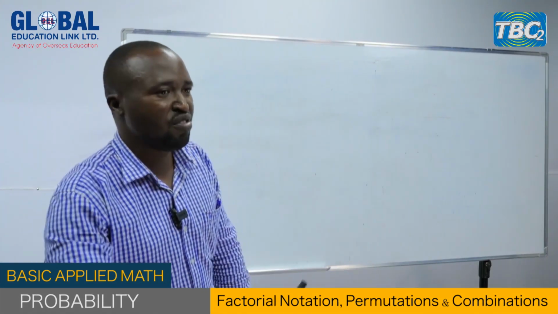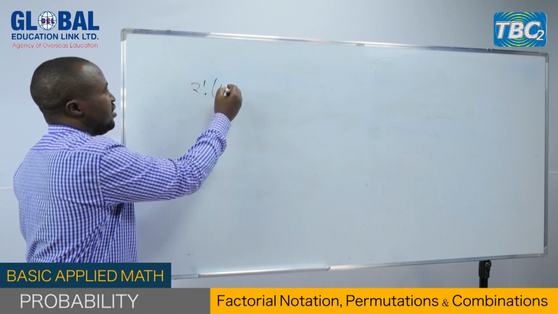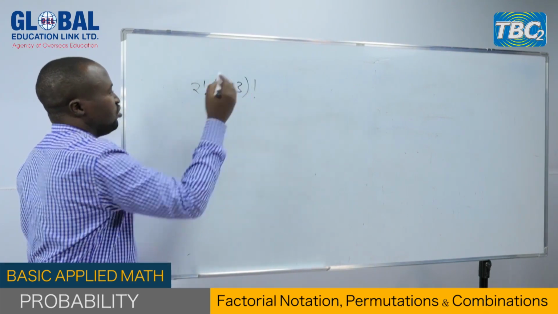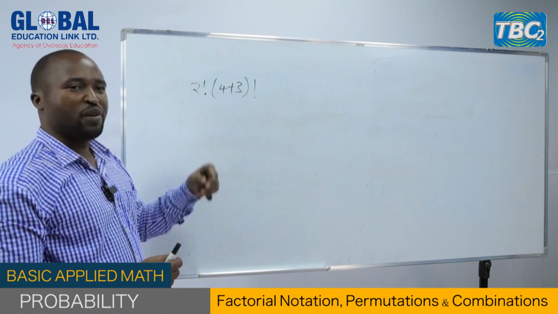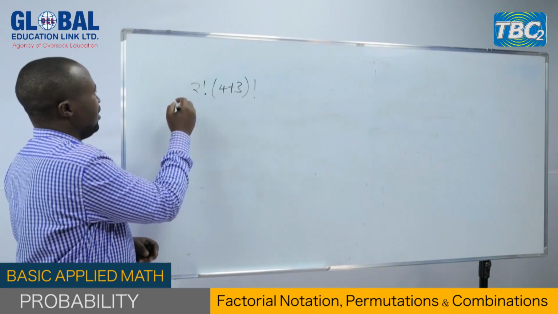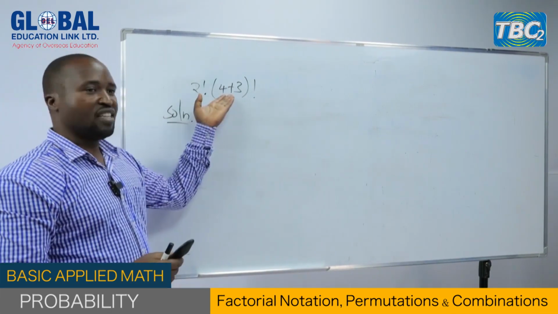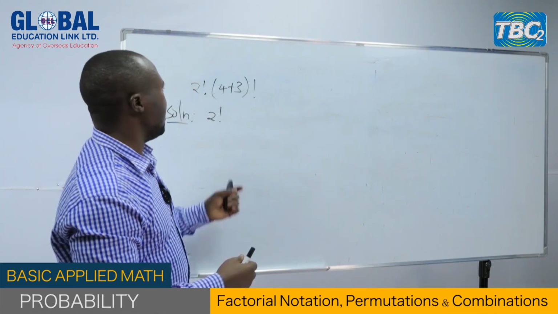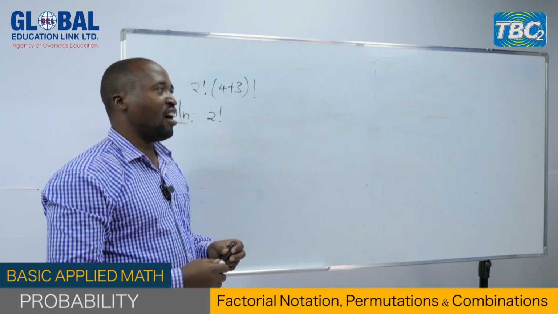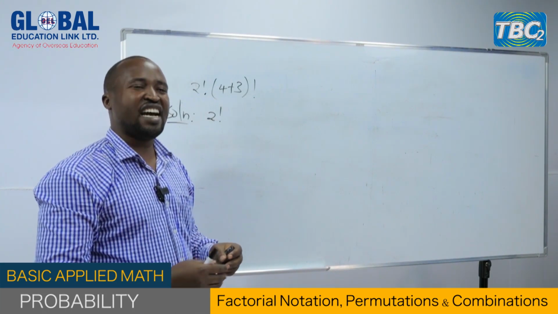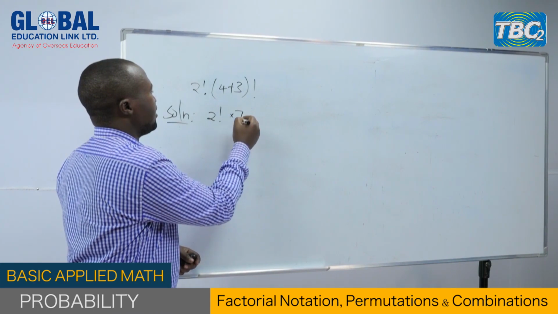Okay, again, my dear student, suppose we have another question like 2 factorial times the bracket of 4 plus 3 factorial. Even this question is so simple because it's just a matter of operations. Where to start? Solution: we start with the operation in the bracket, that is 4 plus 3. Remember, these numbers inside the bracket have no factorial notation, so just add them directly. 4 plus 3 gives 7 factorial.